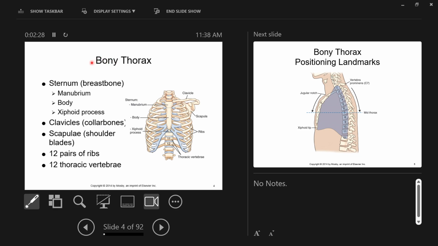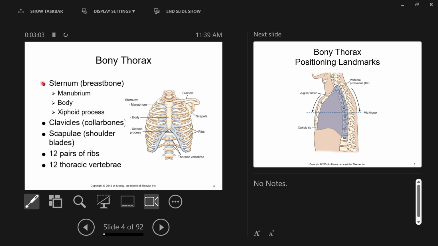The bony thorax, your thoracic cage, consists of the sternum, clavicles, scapulae, 12 pairs of ribs, and 12 thoracic vertebrae. Let's back up. The sternum. The sternum is your breastbone. It's a flat bone made of three pieces. The top is the manubrium. You can feel the top of your sternum. That's this little notch right here, kind of right where the V-neck of your scrubs comes to a point, right there at the top of your sternum.